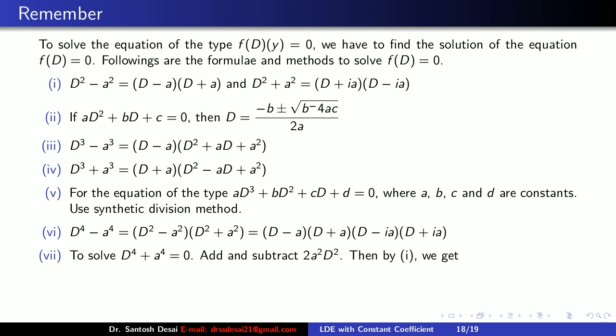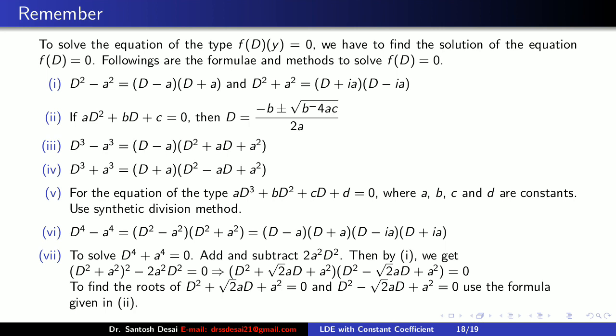To solve D⁴ + a⁴ = 0, add and subtract 2a²D². Then by 1 we will get (D² + a²)² - 2a²D² = 0. And this implies (D² + √2 aD + a²)(D² - √2 aD + a²) = 0. And the roots of these quadratic equations can be found by using formula 2, that is quadratic formula.